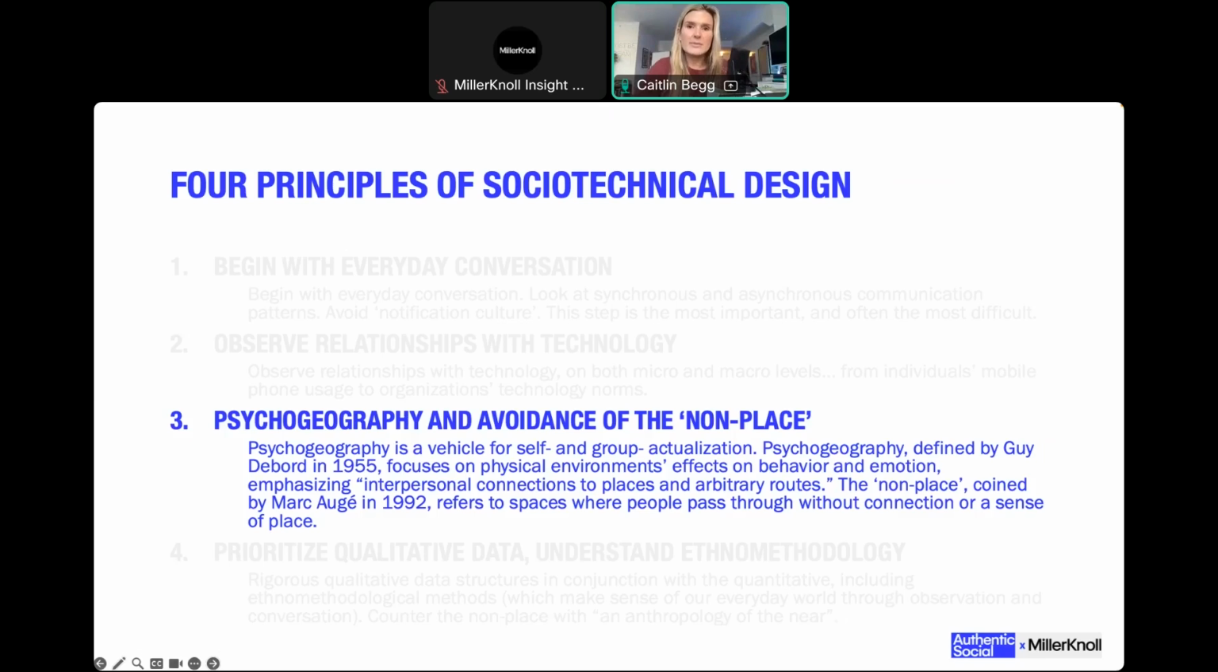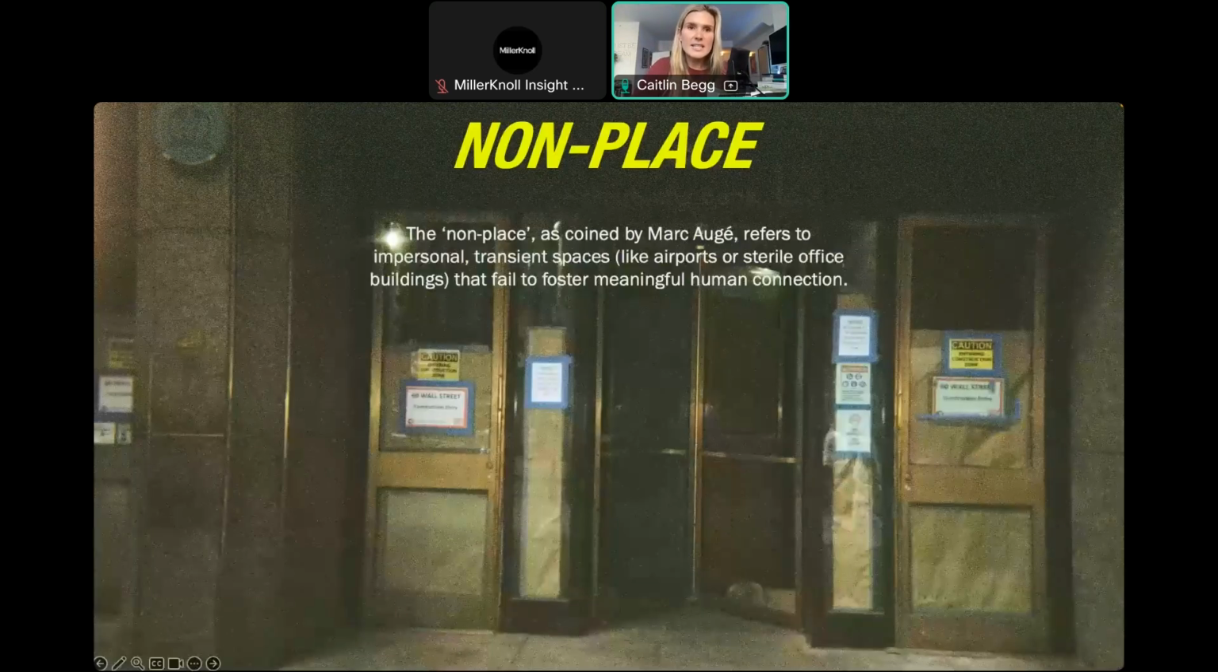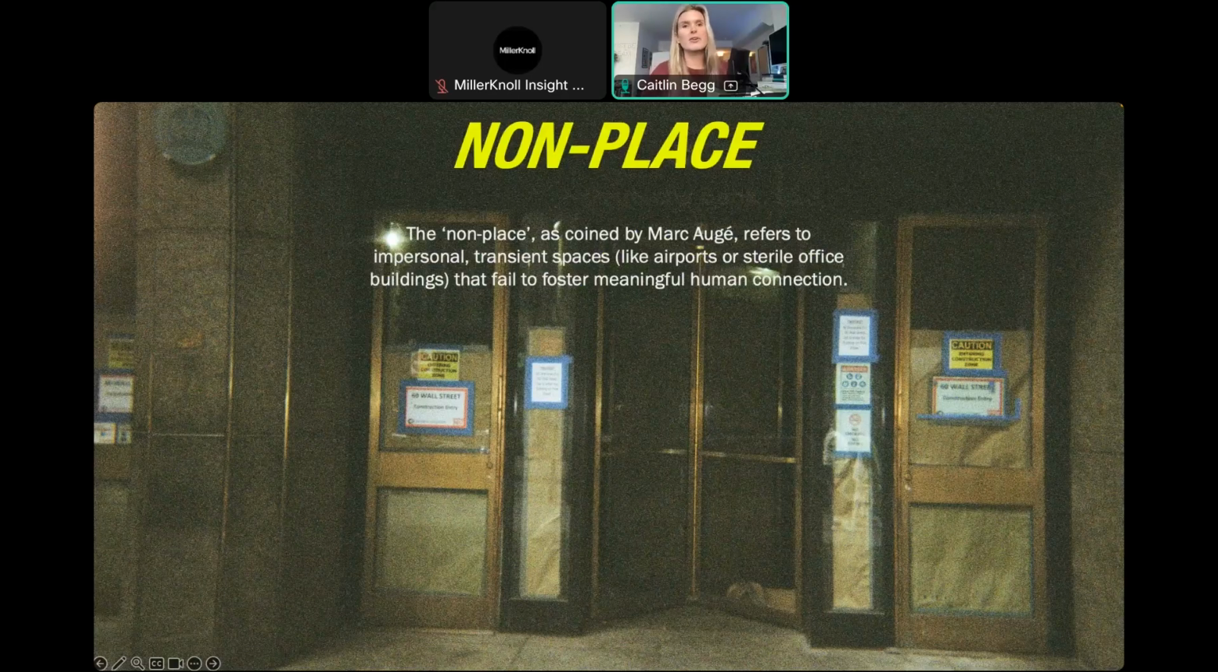And the non-place, which was coined by Marc Augé in 1992, refers to impersonal transient spaces like airports or sterile office buildings that fail to foster meaningful human connection. I took this picture of the Deutsche Bank headquarters in Lower Manhattan as it transformed from a busy workplace to this non-place, and it was really fascinating to see.